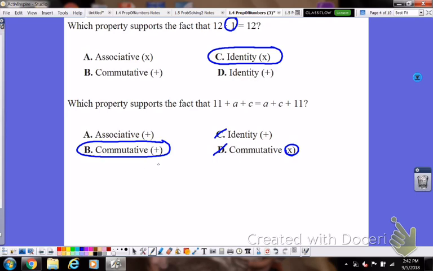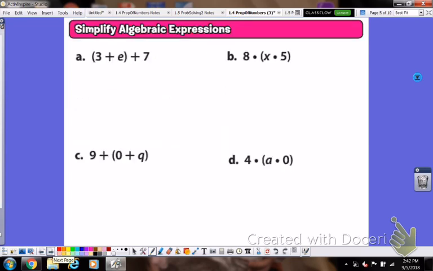All right, now that we've had a little bit of practice with naming our properties, or identifying what property is shown, we want to use those properties to simplify algebraic expressions. So we look at this first one. We have the quantity 3 plus E plus 7. We don't know what E is, so right now we can't do anything.